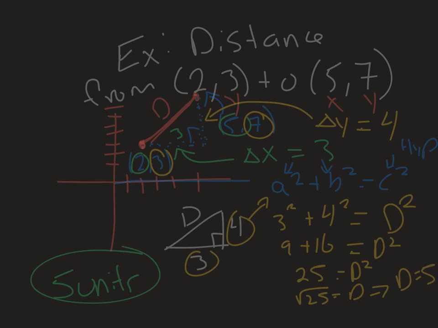So the trick here is to make a right triangle out of our segment where we're looking at the change in x and the change in y, and we just have to think to ourselves, okay, how long would that distance be? Now, if we throw in negative numbers, that'll make things a little bit different, but the same concept still applies.